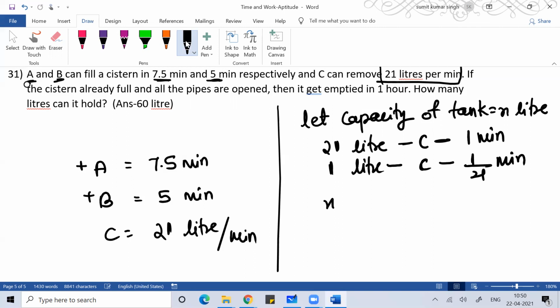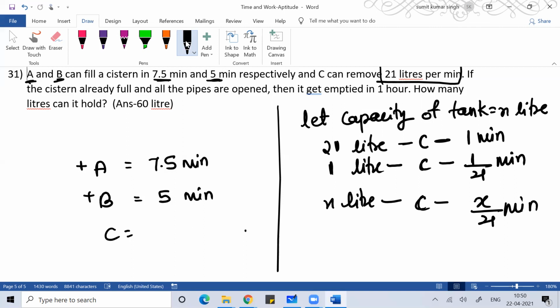So the X liter, which is the total quantity of the container that C can remove, will be X by 21 minutes. Hope you understood this. Instead of writing, because everything I want to write in time value, because that is a usual way how we solve the problem.